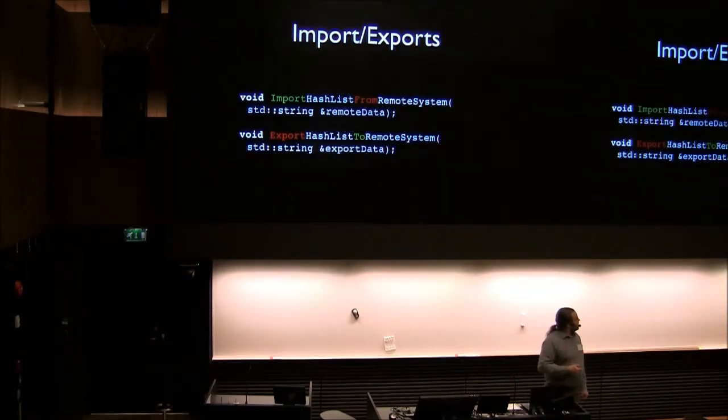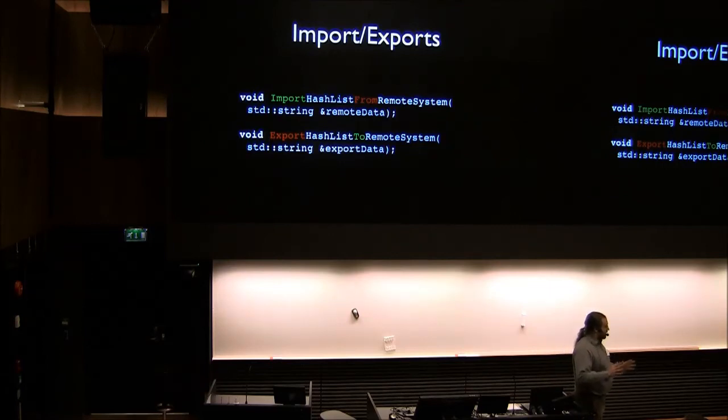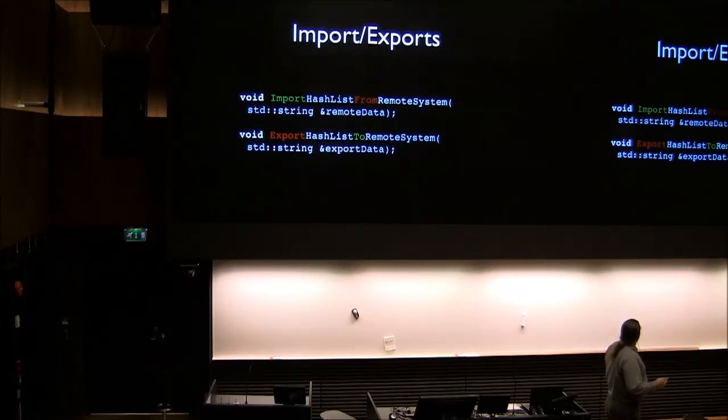I have functions like this present, and I promise this is the only actual code that I'll stick on screen. Import hash list from remote system, export hash list to remote system. These simply grab a chunk of binary data or produce a chunk of binary data that is sent across the network, and the other class understands it. So it moves all of the complexity of serializing and deserializing data from the network class into these specific classes on either end.